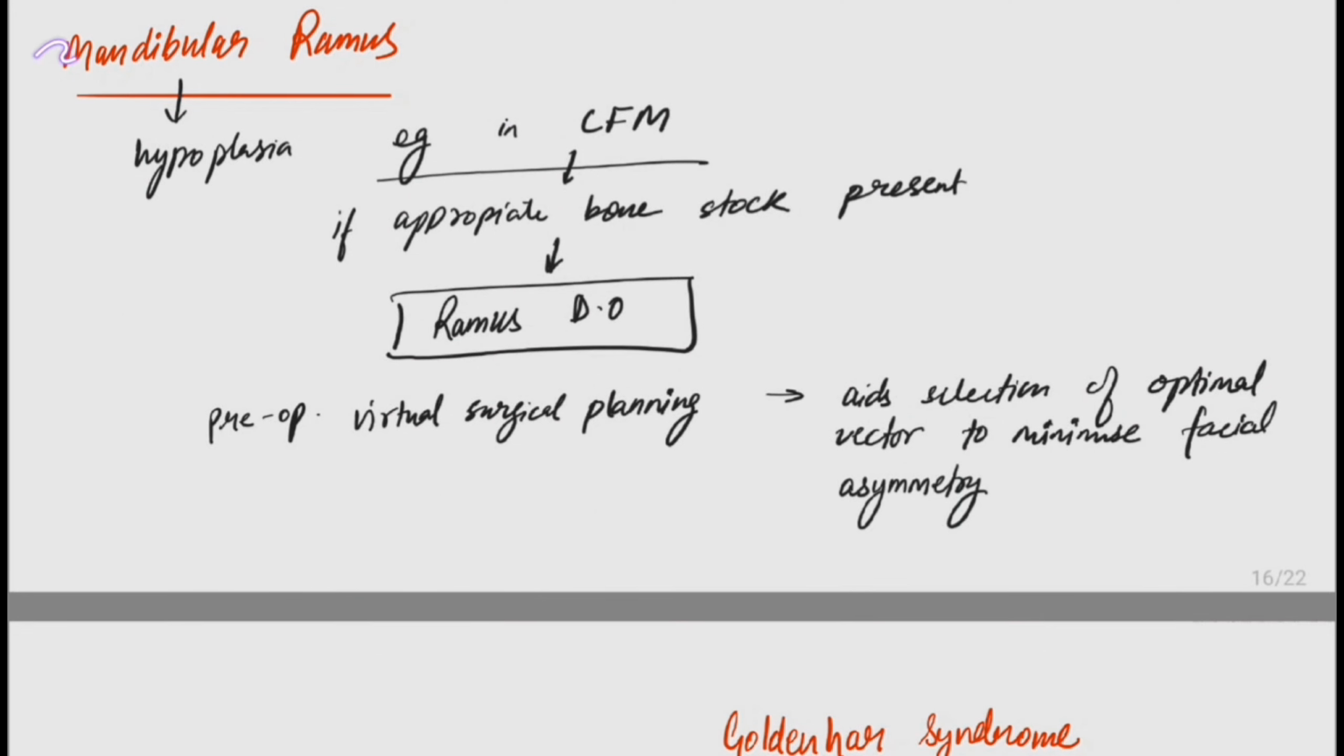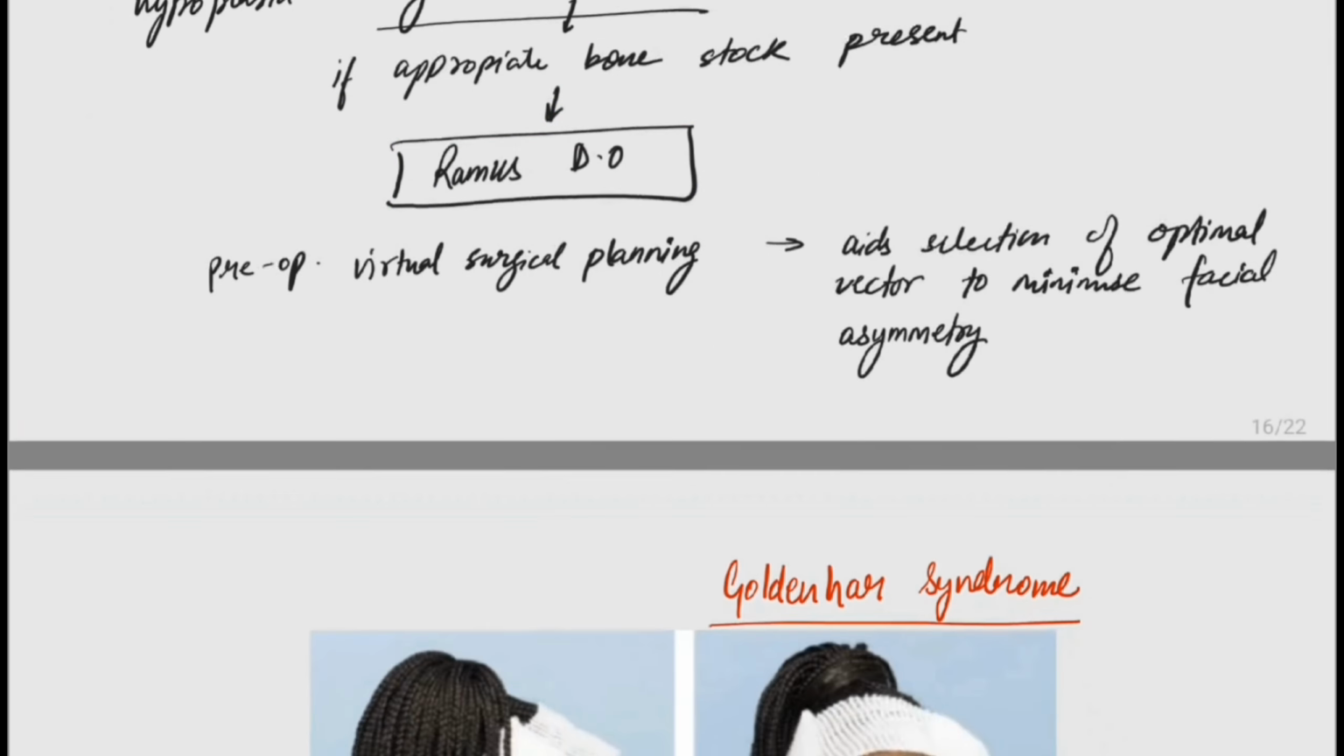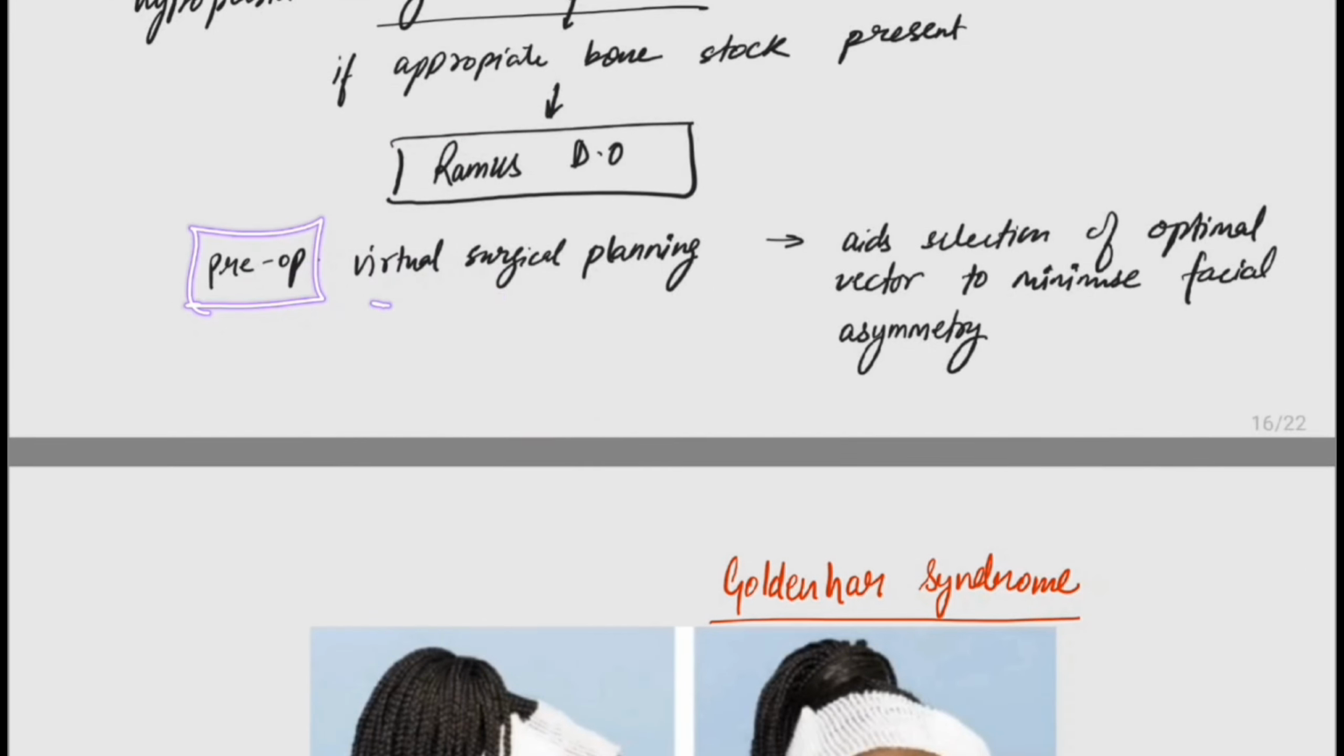Now coming to the mandibular ramus. Here there is hypoplasia. For example, in case of craniofacial microsomia, if there is appropriate bone stock, we can directly go for ramus distraction osteogenesis. Here preoperative virtual surgical planning on computer software is very important because it helps in selection of the optimal vector to minimize the facial asymmetry.